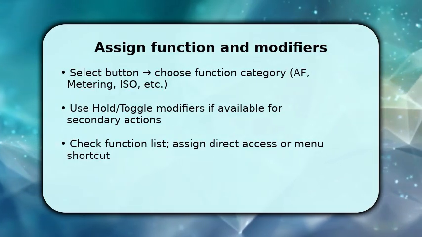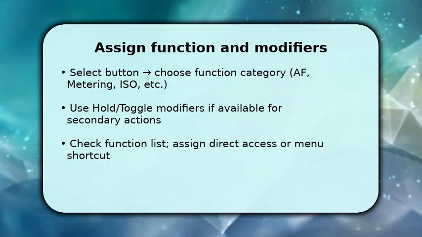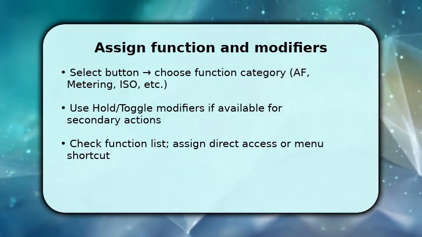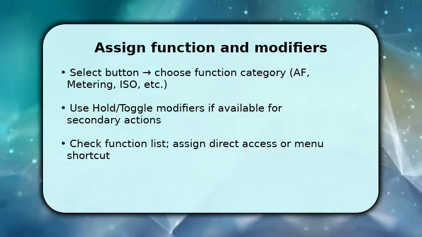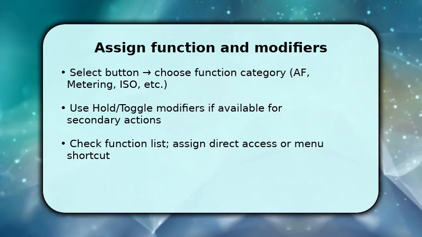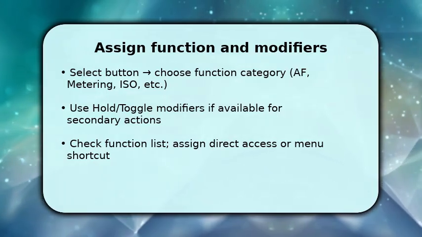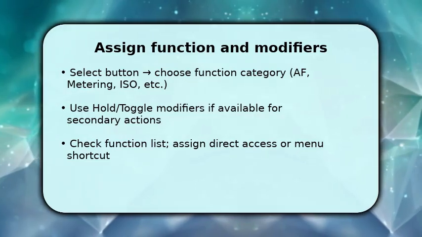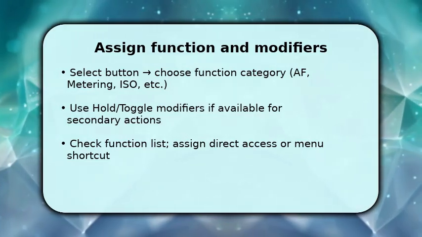You'll see options for toggle or hold behavior. Choose hold if you want the button to act only while pressed, or toggle for on/off switching. Make sure to inspect submenus. Some functions assign a direct action, others open a quick menu. This gives you the balance of immediate control versus a shortcut to deeper settings.